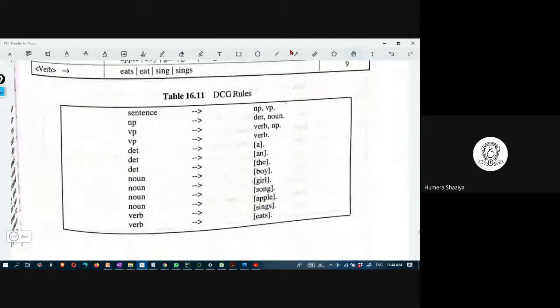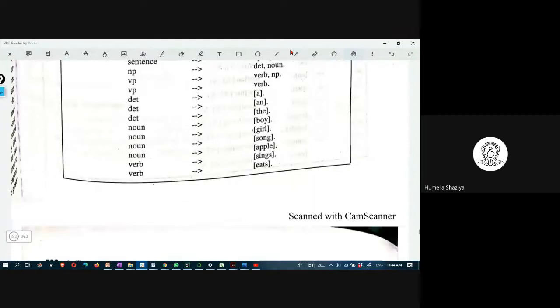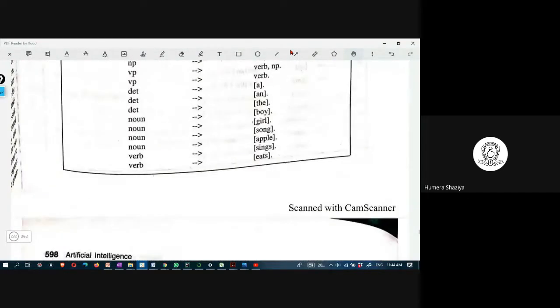How are DCG rules defined? We know that we have a left-hand side and a right-hand side, separated by an arrow. A sentence could have a noun phrase and a verb phrase. Noun phrase would have a determiner and a noun. Verb phrase would have this. And then you see the noun and verb, these are extended and written in separate lists.